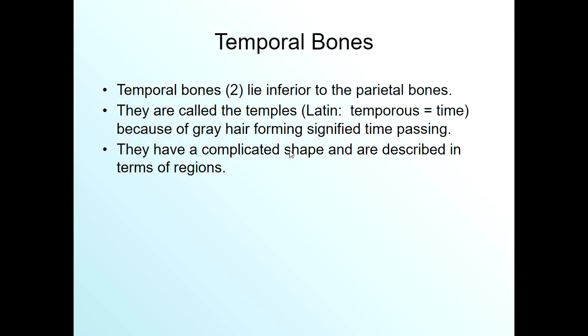The temporal bones lie just inferior to the parietal bones. They're right at the temples of your head. The word temple comes from the Latin word tempus, which means time, because a lot of people begin to form gray hair at that particular area of their hairline. Sometimes we rub our temples around and around when we have a headache or we're aggravated. Those bones are known as the temporal bones, and they're extremely complicated shapes.